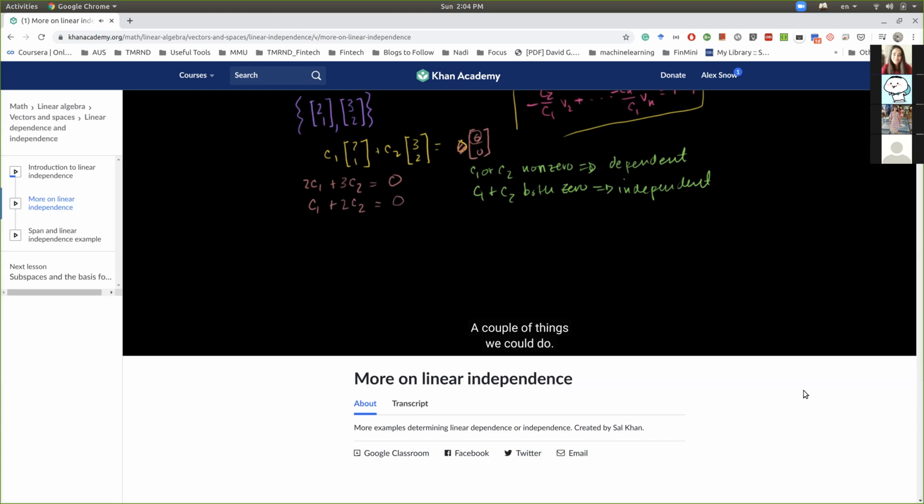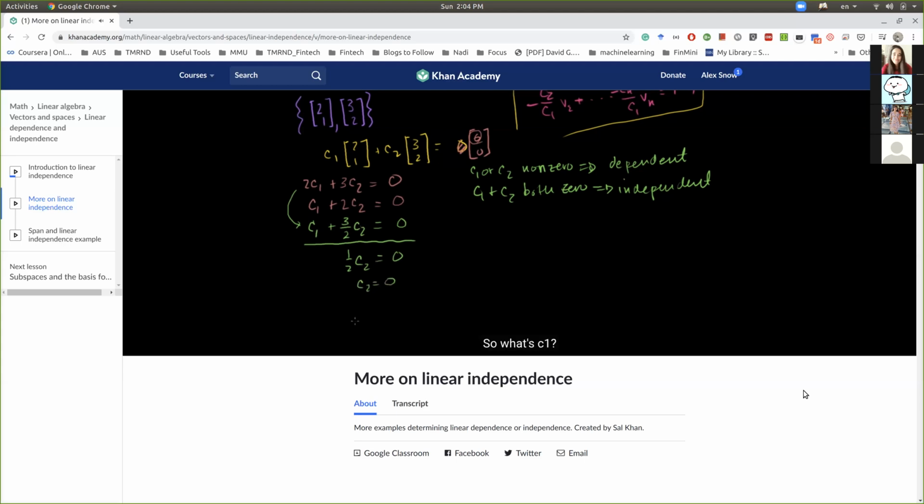A couple of things we could do. Let's just multiply this top equation by 1/2. If you multiply it by 1/2, you get C1 plus 3 halves C2 is equal to 0. And then if we subtract the green equation from the red equation, this becomes 0. 2 minus 3/2 is 1/2. So this is just 1/2 C2 is equal to 0. And this is easy to solve. C2 is equal to 0.